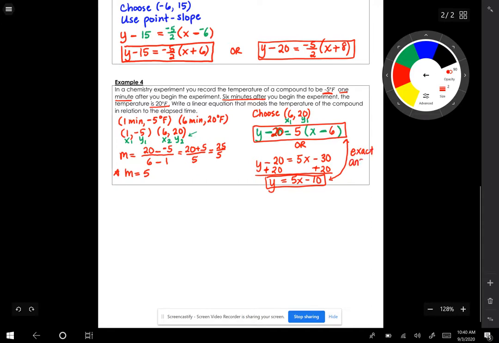And hopefully you notice that the bottom answer is in slope-intercept form, and this is in point-slope form. So you can go back and forth from one form to the other really easily by just distributing. And so here, y is temperature in degrees Fahrenheit. And this is for if you had to explain to someone what the variables meant. X is the time in minutes.